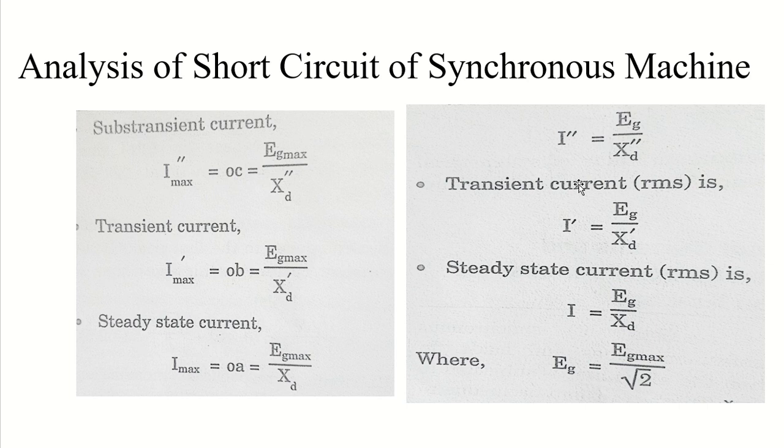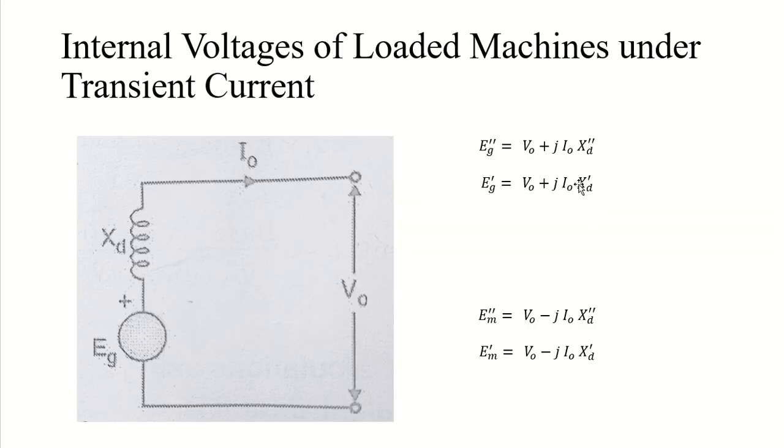Now we will see about the internal voltage of loaded machines under transient conditions. So up till now we were watching for no load conditions. Now we will be seeing what will happen when your synchronous machine is actually loaded, right? So we are considering that the synchronous machine is loaded when a short circuit fault is happening in my machine, and this has been indicated by this image.